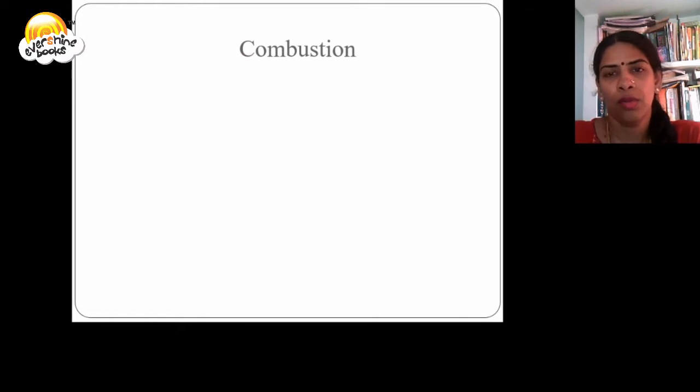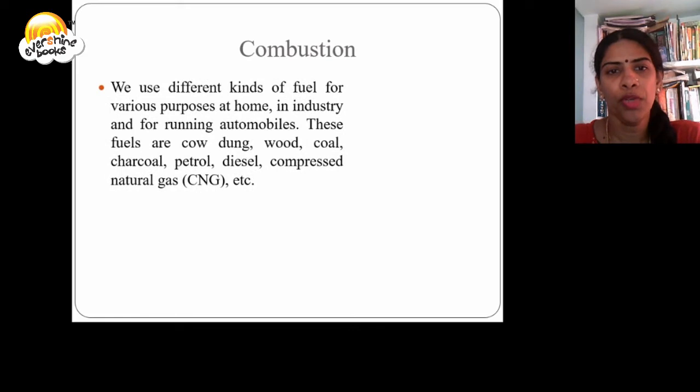Let us learn the meaning of combustion. We use different kinds of fuel for various purposes at home, in industry, and for running automobiles. These fuels are cow dung, wood, coal, charcoal, petrol, diesel, and compressed natural gas, that is CNG.